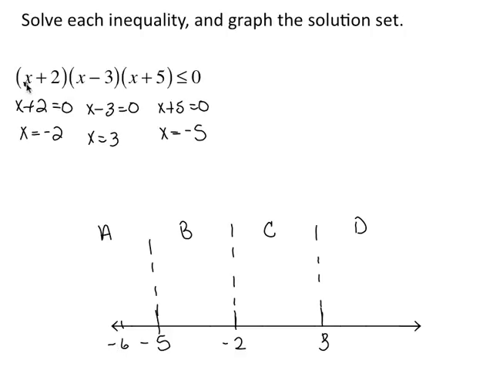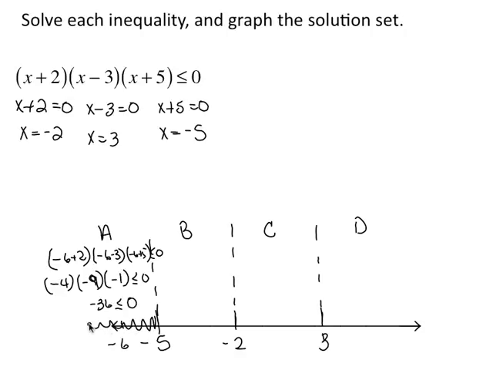So I'm going to replace the x with negative 6. So I have negative 6 plus 2, and then negative 6 minus 3, and then negative 6 plus 5, and I want to see if that's less than or equal to 0. So here I get negative 4, here I get negative 9, and here I get negative 1. Is that less than or equal to 0? So negative 4 times a negative 9 is equal to a positive 36. A positive 36 times a negative 1 is equal to a negative 36, and negative 36 is less than or equal to 0, so then all the points in interval A will be included.